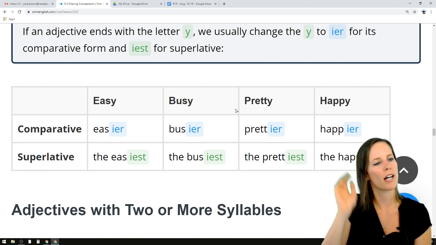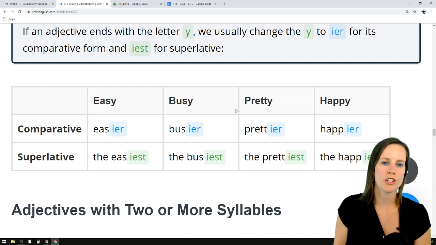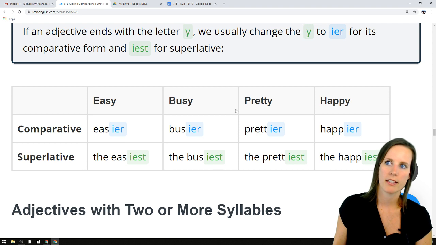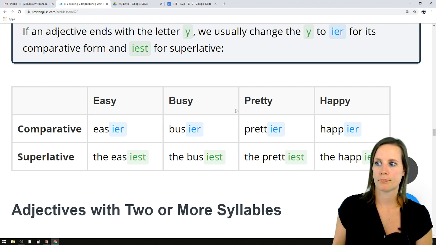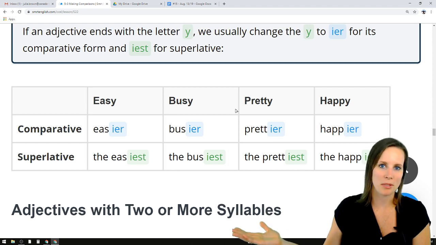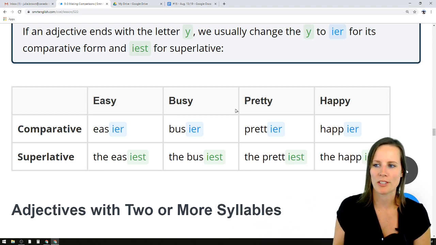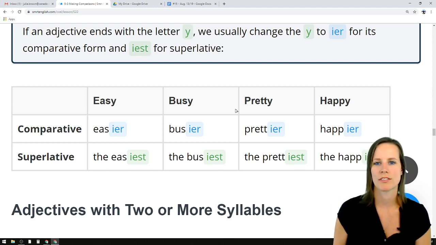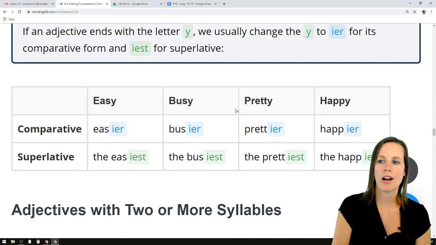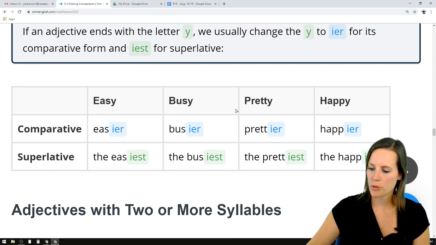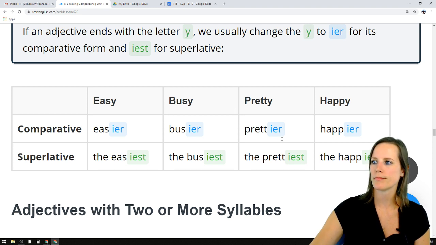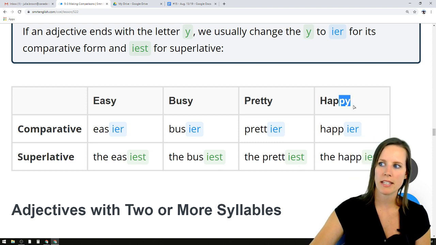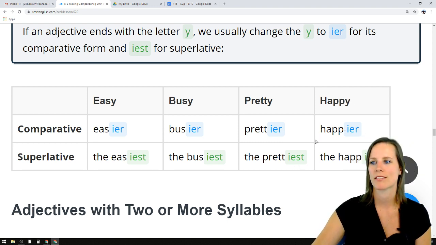So for example, doctors are generally busier than accountants, for example. I mean, this is a general statement. They're both busy, I'm sure. Or the subway is the busiest during rush hour, for example. Yeah, police are busier than most other professions, okay? Pretty ends in Y, so prettier, the prettiest. Happy, again, happier, the happiest, okay?